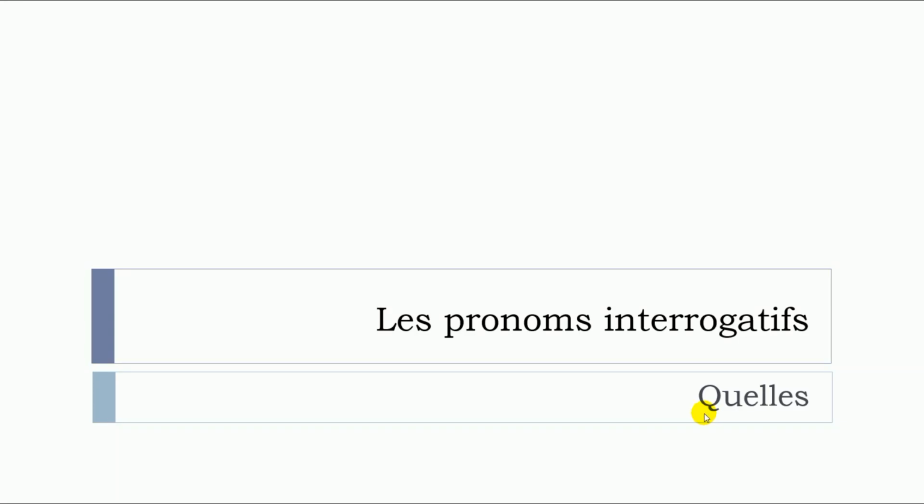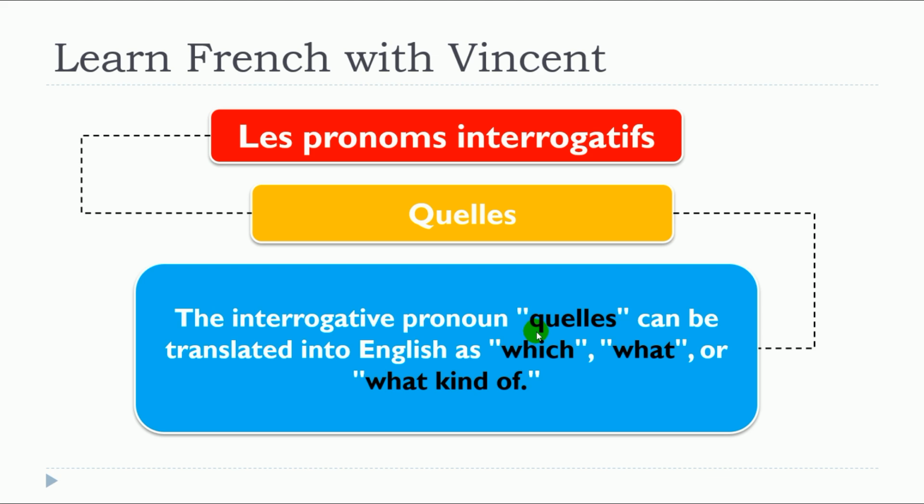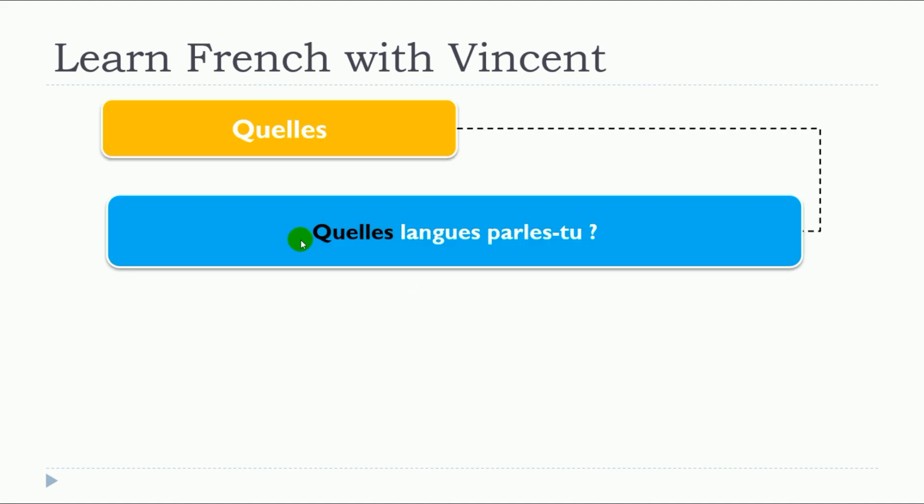In this lesson, we will see together les pronoms interrogatifs, but more precisely, we will see quelles. So, this lesson is about quelles. And the interrogative pronoun quelle can be translated into English as which, what, or what kind of. And it will be used for the féminin pluriel. So let's have some examples.